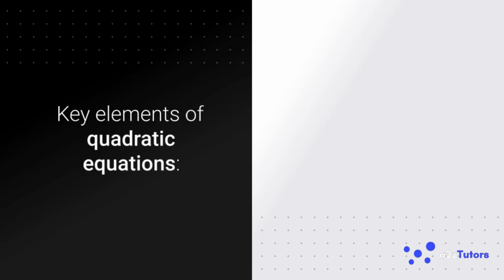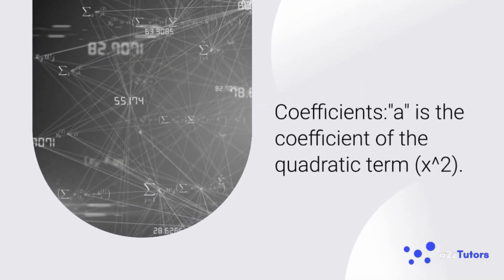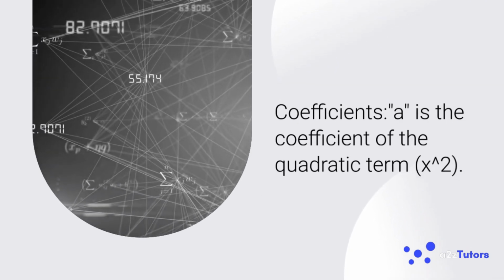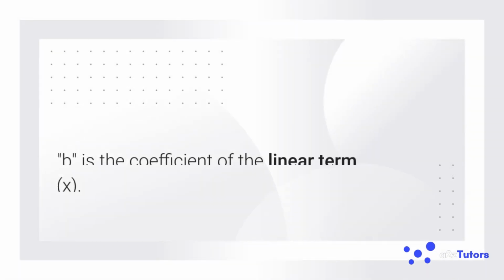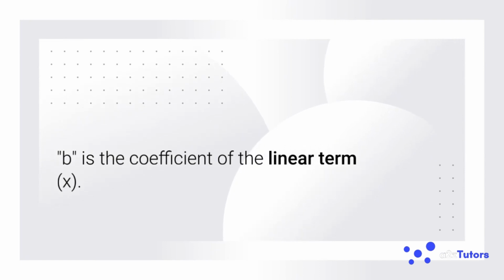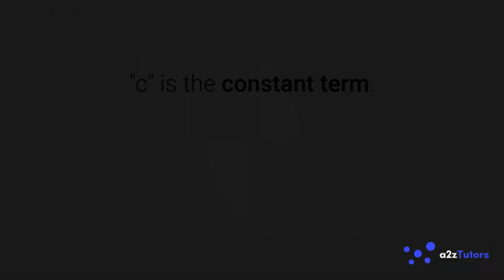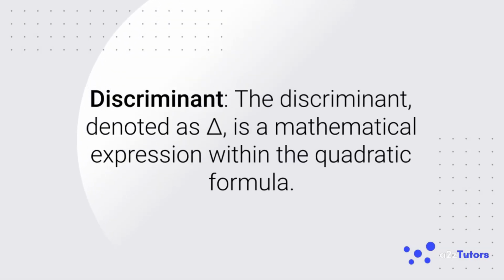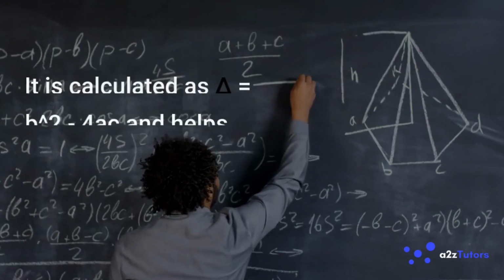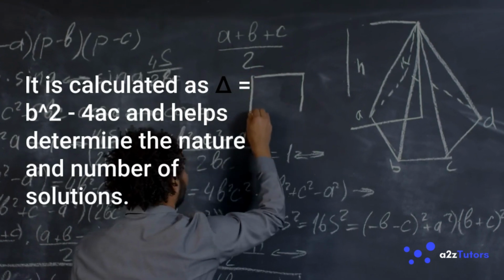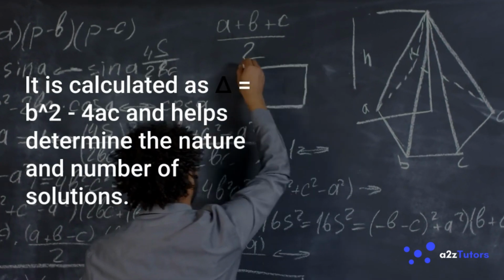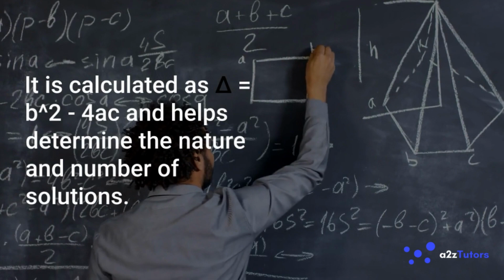Key elements of quadratic equations. Coefficients. a is the coefficient of the quadratic term, x squared. b is the coefficient of the linear term, x. c is the constant term. Discriminant. The discriminant, denoted as delta, is a mathematical expression within the quadratic formula. It is calculated as delta equals b squared minus 4ac and helps determine the nature and number of solutions.